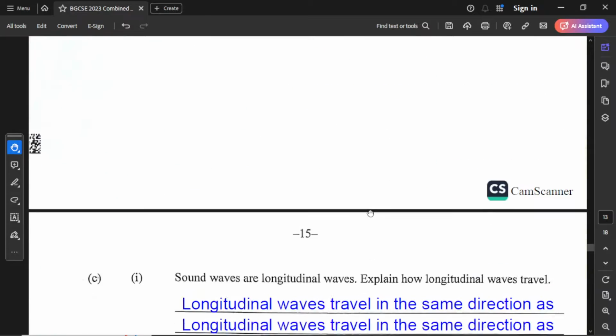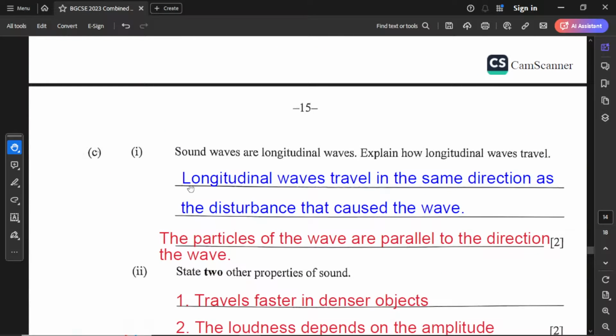Part C is about sound waves, or longitudinal waves. Explain how longitudinal waves travel. The first point to note is that longitudinal waves travel in the same direction as the disturbance that caused the wave. The next point you can make is that the particles of the wave are parallel to the direction of the wave. So either one, you're good to go.